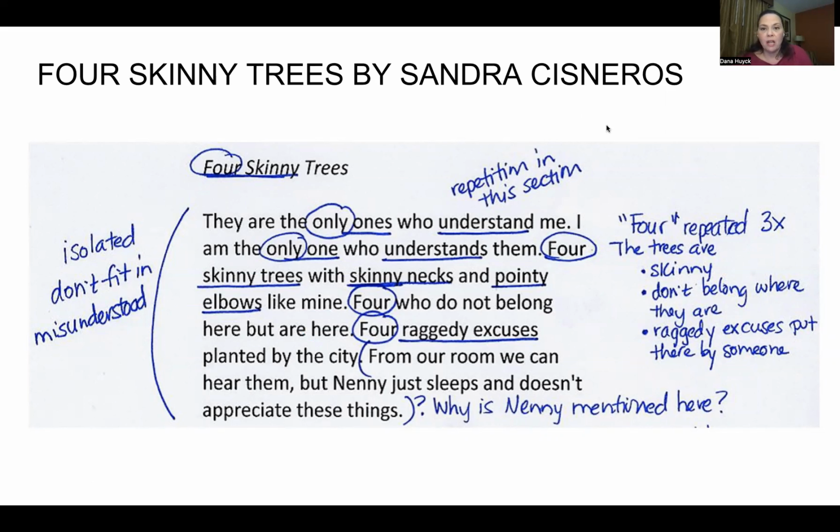As you can see, there was a lot of repetition in this section where she repeated "four," right? And like I said, why is Nini mentioned here? So "four," she repeated three times. And then she described the trees. They're skinny. They don't belong where they are. They're raggedy excuses put there by someone. And so I feel like the author is trying to tell us that she's feeling isolated, that they don't fit in, that they're misunderstood, the trees.